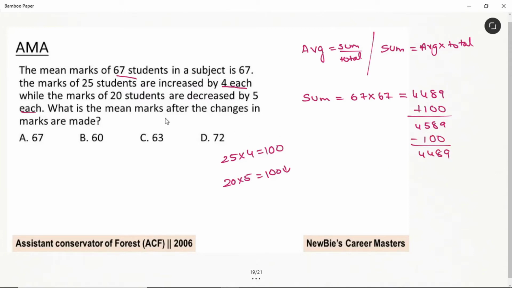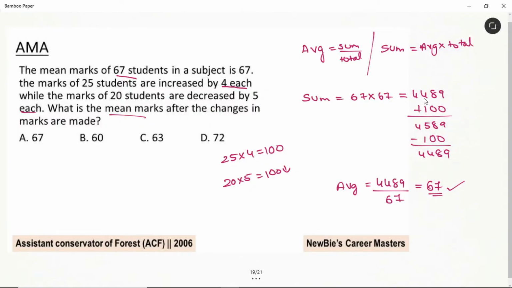Now what is the mean marks? That means you have to go back to the average. So what is the average formula? Average is equal to total sum divided by total people. Now, the sum is 4489 divided by total people, 67. We get the final average as 67, which is our initial average.